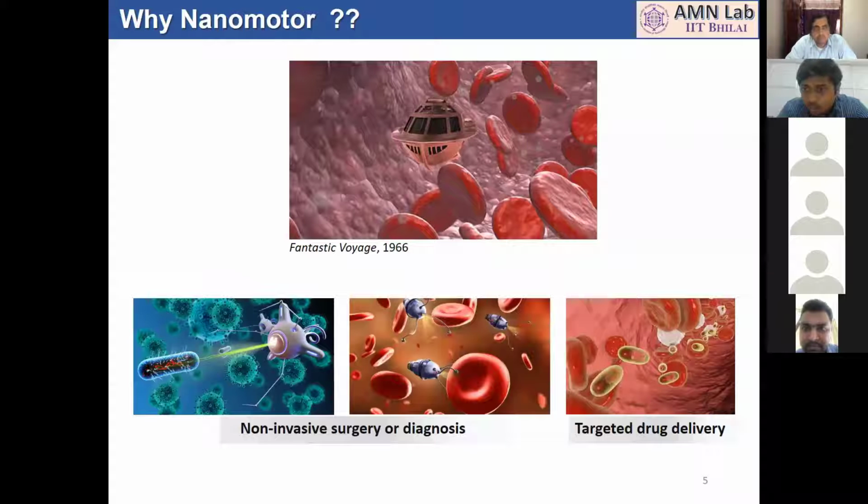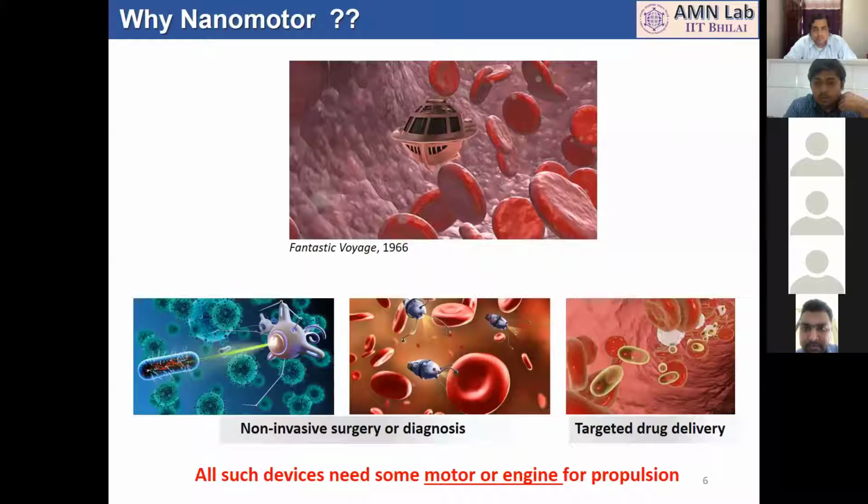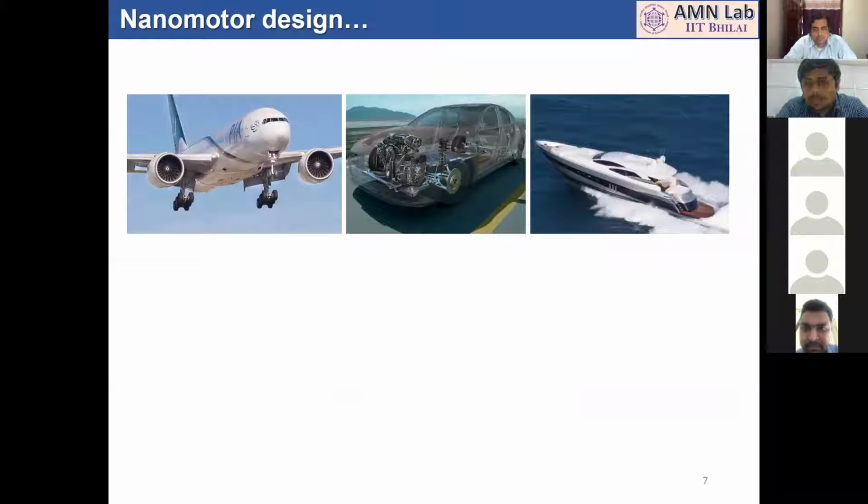immediate problem there was, if you are going to design something at this scale, like a nanorobot or nanomachine, then the first thing that we need is the nanomotor that can provide the motion to such small scale machines or robots.